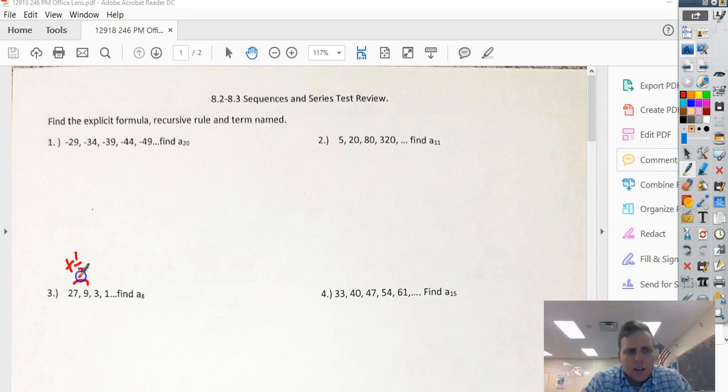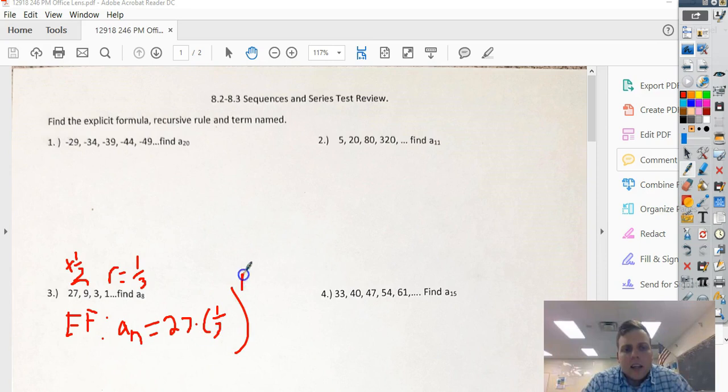Okay, in case you really could not see that, you could do 9 divided by 27 or 3 divided by 9 and just leave it as a fraction. You get 1/3. So r is equal to 1/3. Alright, so now I'm ready to set up my explicit formula, which, you'll remember, is a sub n equals a sub 1, which is 27, times r, which is 1/3, raised to the n minus 1. Bam! There's my explicit formula.